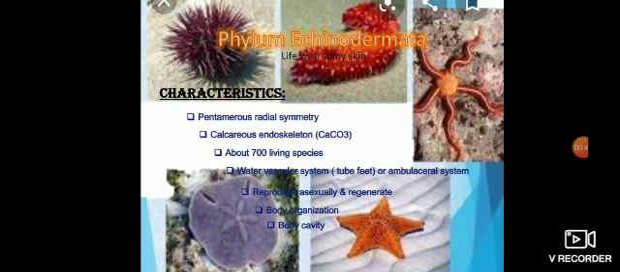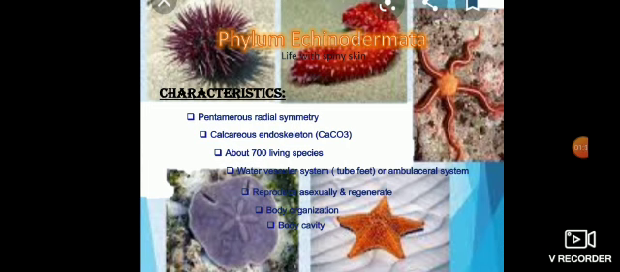First is the pentamerous radial symmetry. The pentamerous radial symmetry follows a pattern where the parts of the animal branch out into 5 distinct compartments. Pentaradial symmetry is also known as pentamerism, or is also referred to as the number 5.